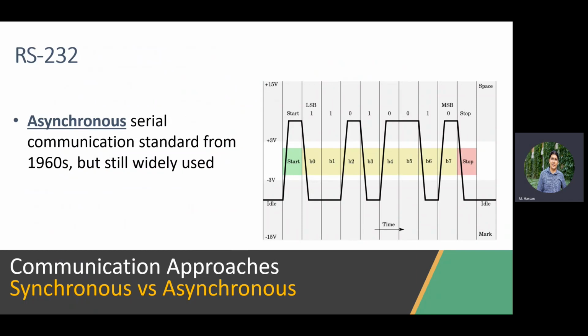The very first example of asynchronous communication was the RS-232. You need, again, to do the start. That's the start, and then you send your data, and then you do the stop.